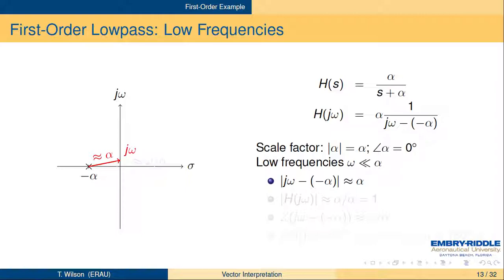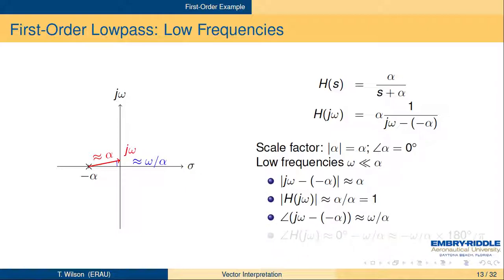I mean, it's alpha plus a little bit, but not much. And it doesn't change much with omega in that region. It's going to be fairly constant until it starts to get to bigger and bigger numbers. So for very small values of omega, the length of j omega minus alpha is alpha. So the magnitude of the frequency response there is going to be alpha over alpha, the alpha from the scale factor, alpha from the length of the vector from minus alpha to j omega, and that's going to be 1.